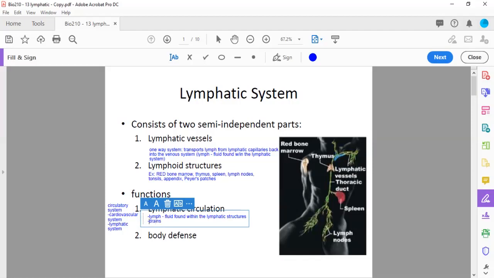So this is the function of the lymphatic circulation: it drains excess interstitial fluid to prevent edema. That is simply the most important aspect of the lymphatic circulation.